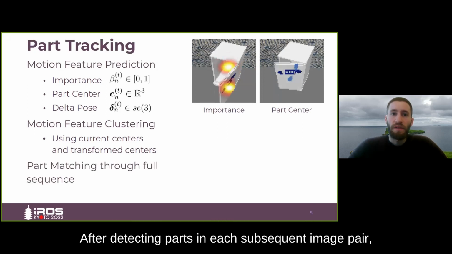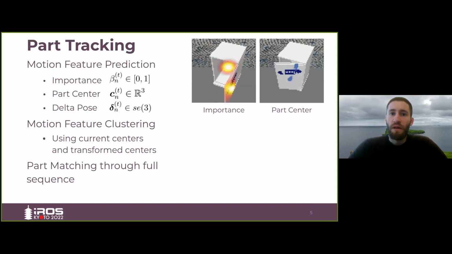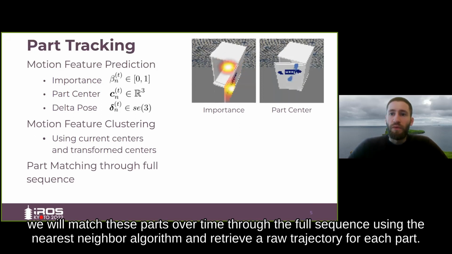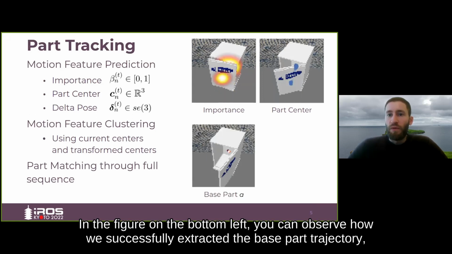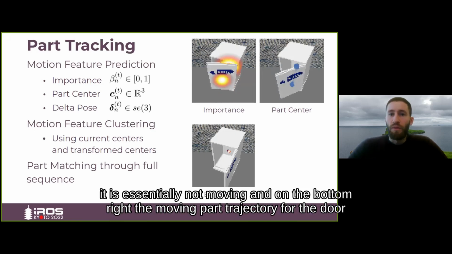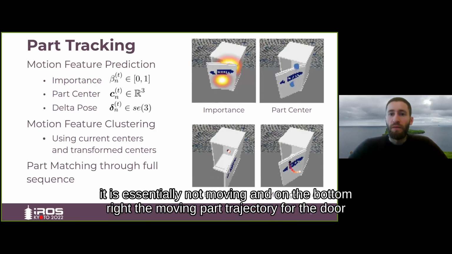After detecting parts in each subsequent image pair, we will match these parts over time for the full sequence using the nearest neighbors algorithm and retrieve a raw trajectory for each part. For now, we only consider objects with 1 fixed base part and 1 moving part. In the figure on the bottom left, you can observe how we successfully extracted the base part trajectory, essentially not moving, and on the bottom right, the moving part trajectory for the door in this example.